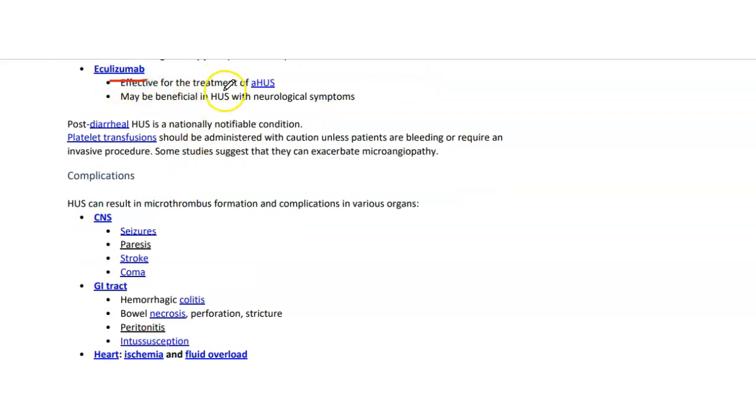Eculizumab is effective for the treatment of atypical hemolytic uremic syndrome. It is an anti-C5 which works against the complement, and atypical HUS is caused by the complement. It is also given in paroxysmal nocturnal hemoglobinuria, which is also complement mediated, and may be beneficial in HUS with neurologic symptoms. Post-diarrhea HUS is a notifiable condition nationally. Platelet transfusion should be administered with caution unless patients are bleeding or require an invasive procedure, as some studies suggest they can exacerbate microangiopathy.